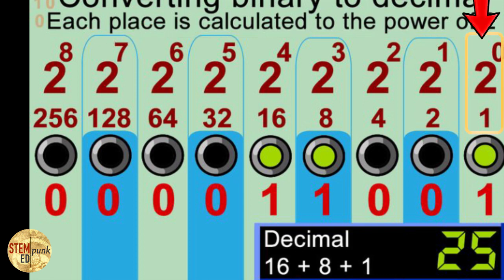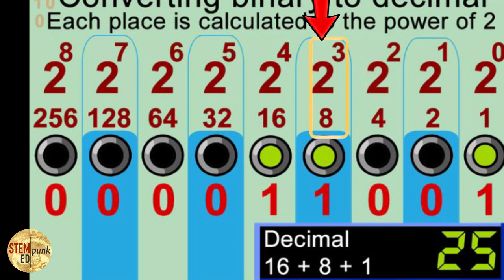In the first place value of binary, we have 2 to the 0 power, which equals 1 in decimal. In the second place value of binary, we have 2 to the first power, which equals 2 in decimal. 2 times 1 equals 2. In the third place value of binary, we have 2 to the second power, which equals 4 in decimal. 2 times 2 equals 4.